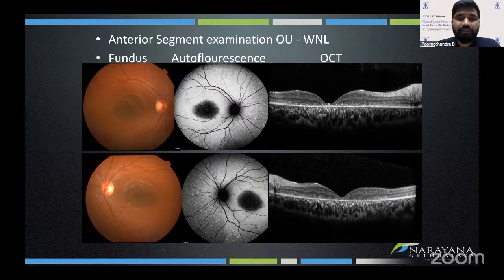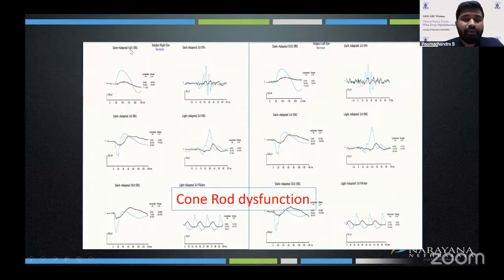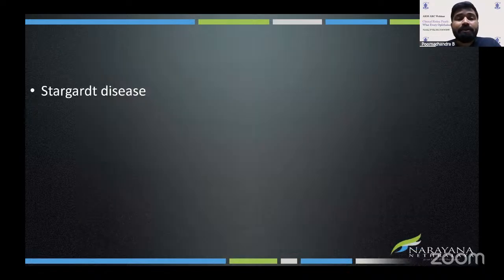When we did an ERG in this patient, you can see that there is a cone-rod dysfunction; the dark-adapted responses are affected and the light-adapted responses are also affected. Now you may ask why we should do an ERG in this patient as there is no treatment. In the Stargardt group of disorders, ERG to an extent can help us to prognosticate.